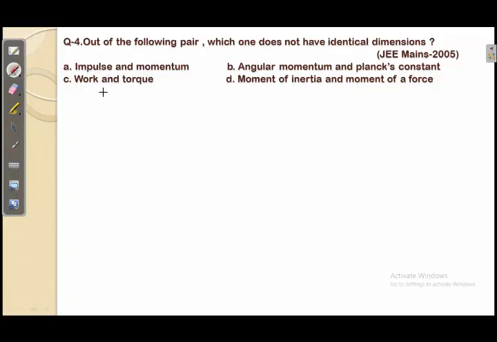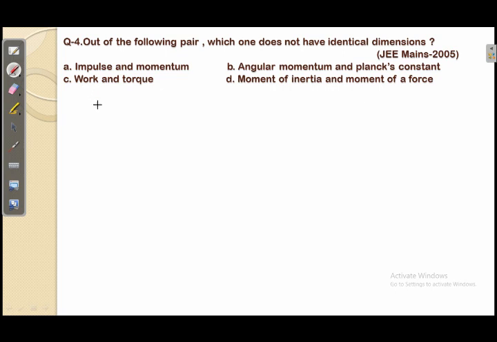So the next question is question number 4. Out of the following pairs, which one does not have the same or identical dimension? This question was asked in JEE Mains 2005. They have given 4 options, and each option has a pair of physical quantities. Out of 4 options, 3 options have pairs of physical quantities with the same dimension, and one option has a pair with different dimensions, which we have to pick out. So don't waste time, because time is too short.